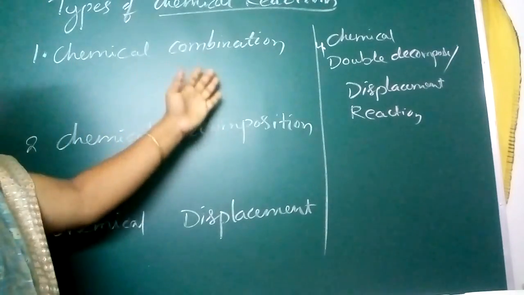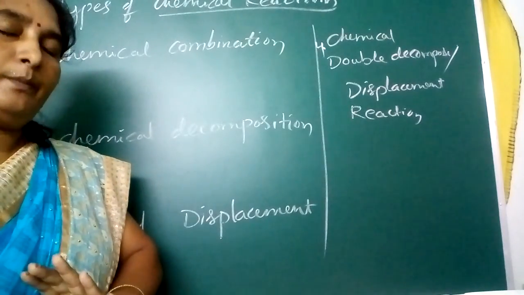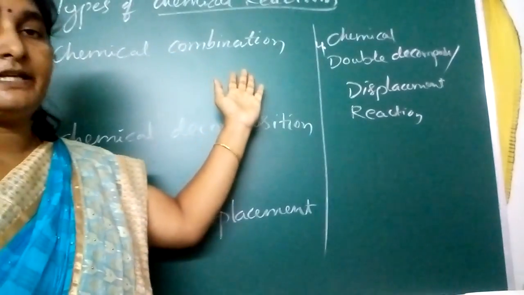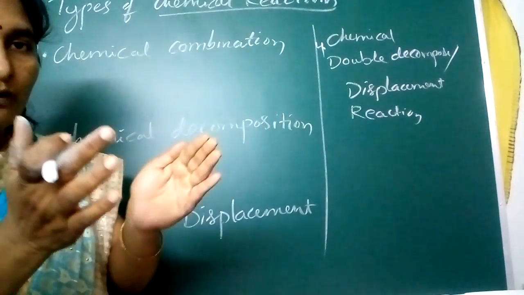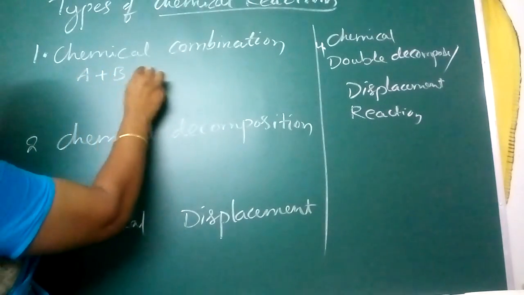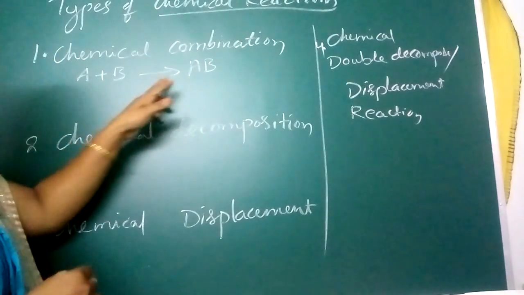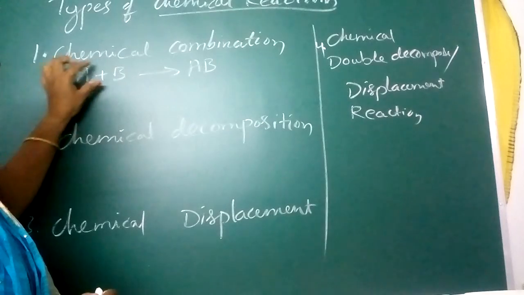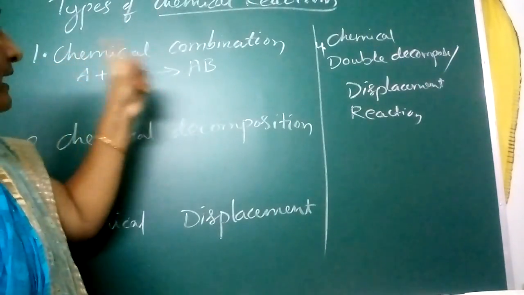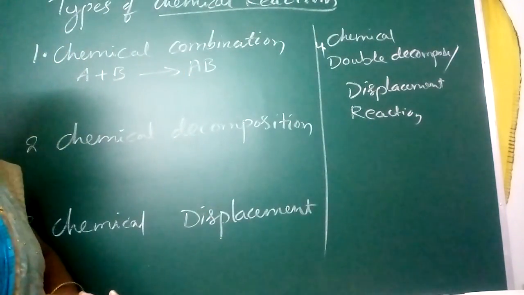What is meant by chemical combination? Many members think this is a very difficult topic, but see, it is in the name only. If you are adding two or more substances, suppose you have A and B, you combine them to form a new substance AB. That means you are combining two separate substances, then you will get one substance. That is called the chemical combination.